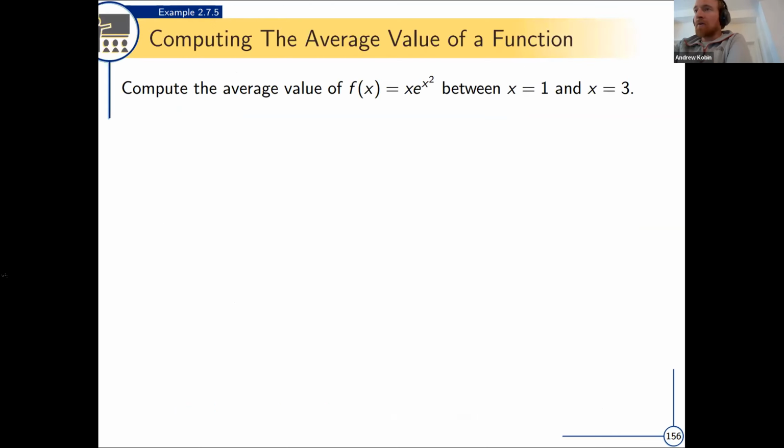Here's a problem that I'm not going to work out with you, but I encourage you to work out for yourself as an exercise. You can pause the video now or do this one at the end. Compute the average value of the following function from x equals 1 to x equals 3. Again, the formula for an average value of a function is 1 over the length of the interval times the signed area, or the definite integral of this function on that interval.